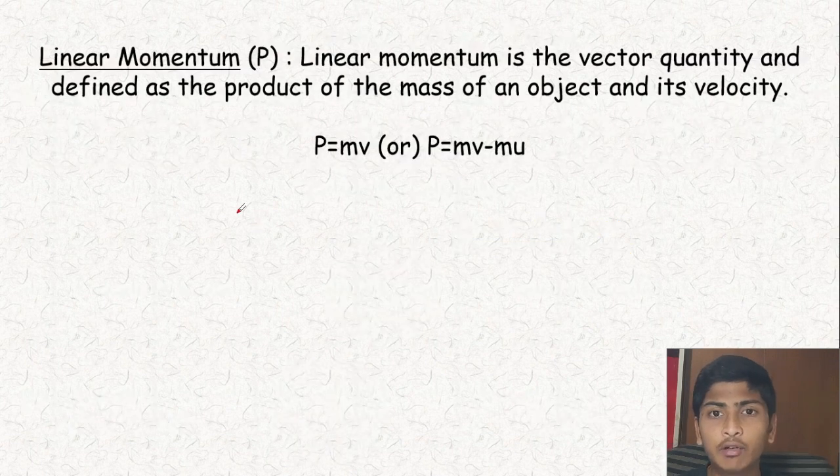Next, now let's learn about linear momentum. Here linear momentum is a vector quantity and is defined as the product of the mass of an object and its velocity. P denotes linear momentum, m is the mass of the object, and v is the velocity of the object.